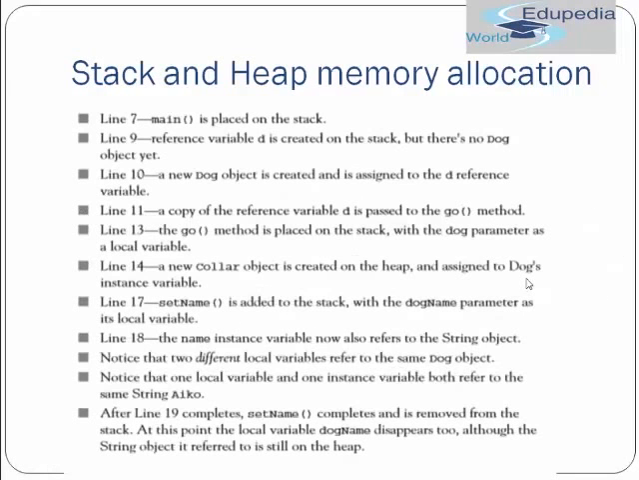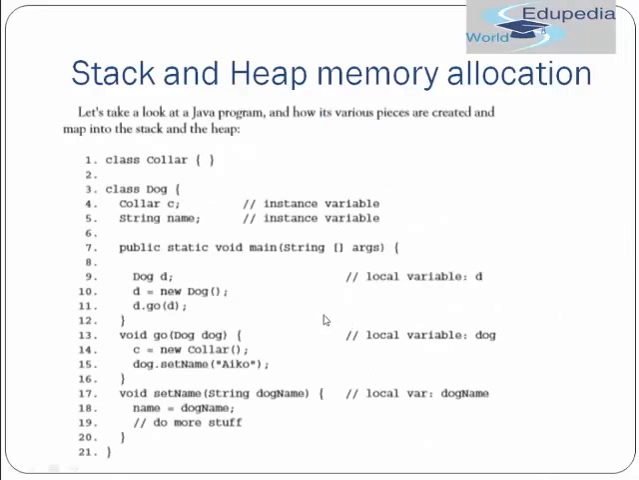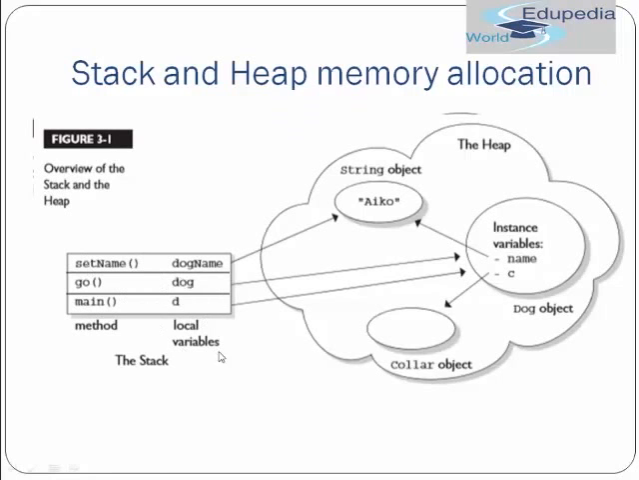Fine. After that, we have line 11, where a copy of reference variable d is passed to the go method. When the copy of a reference variable d is passed to the go method, as we are seeing in line number 11, it reaches line number 13 where we have a local variable dog in the go method. So in the go method, the local variable dog is again stored in the local variable stack. So it is stored over here.